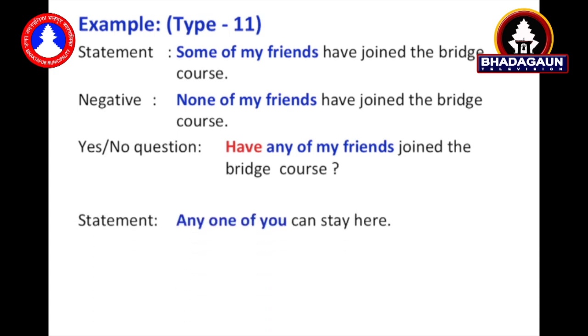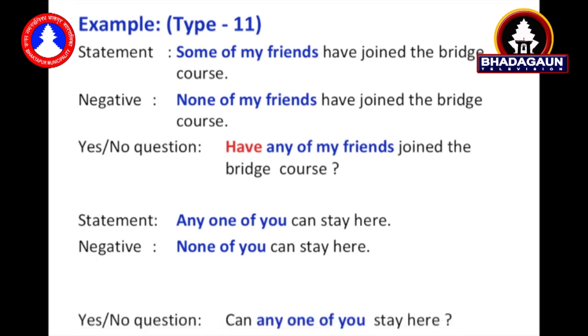Let's take another similar example. Any of you can stay here. What's its negative? Now you can do it yourself. Its negative is none of you can stay here, and any is changed into none here again. Now the structure of the noun phrase is the same, that is any one of you, any plus one of you.